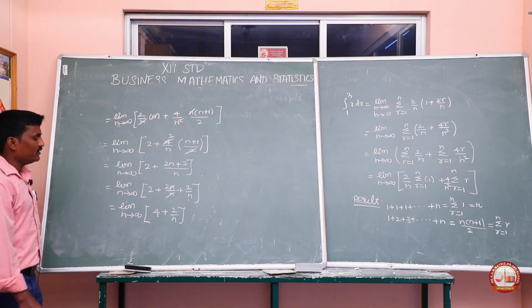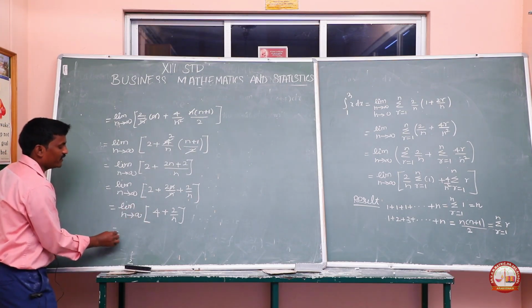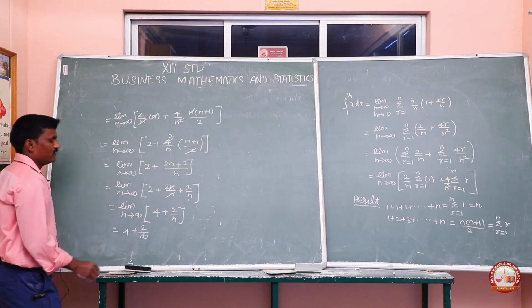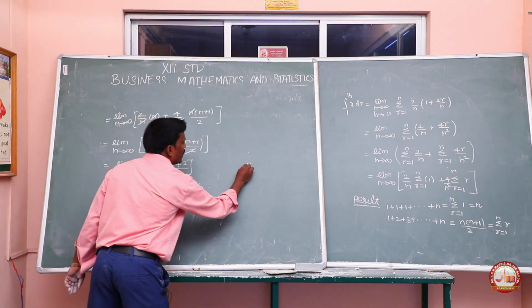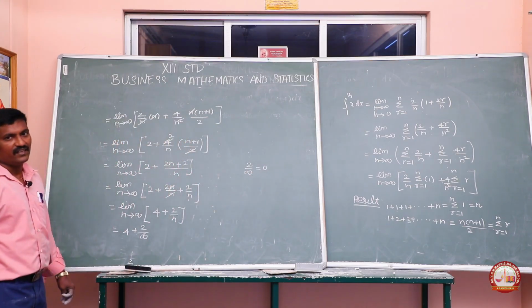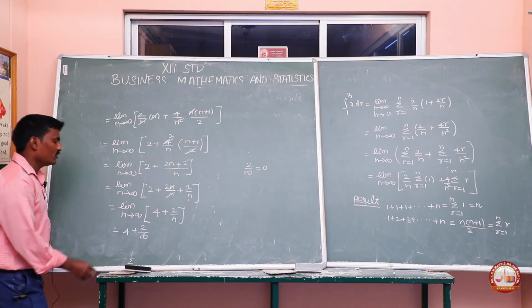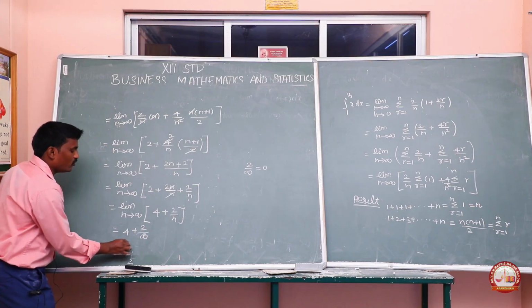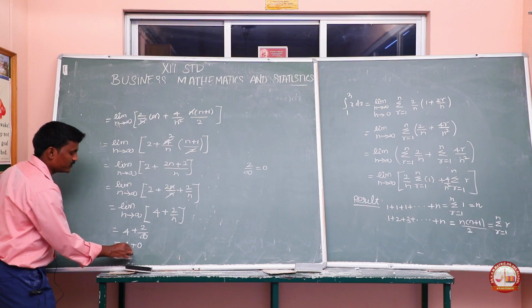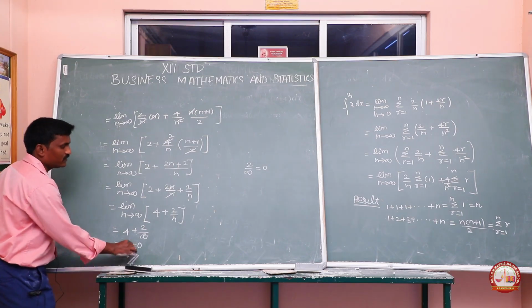Put n equal to infinity. 4 plus 2 by infinity. The value of 2 by infinity is 0. The value of anything by infinity is 0. Therefore, 4 plus this value, 0, equals 4 plus 0, which is 4.